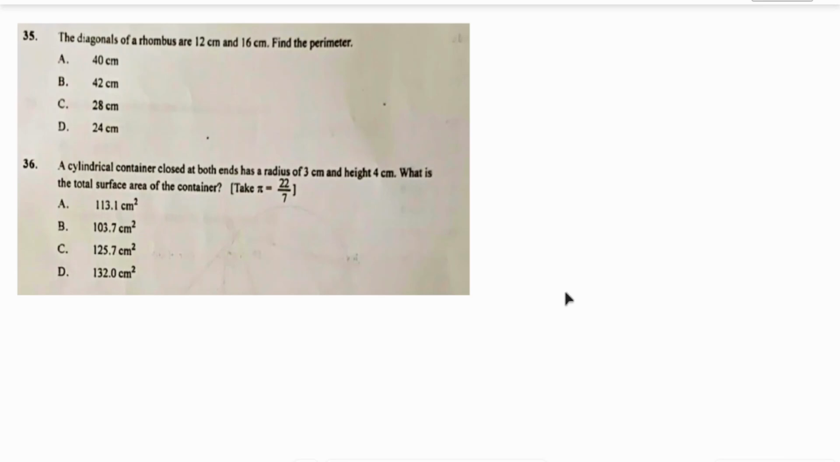Questions 35 and 36 are moving together, so I'm taking them together. We start with 35, which says that the diagonals of a rhombus are 12 centimeters and 16 centimeters. Find the perimeter. Let me quickly try to sketch a rhombus.